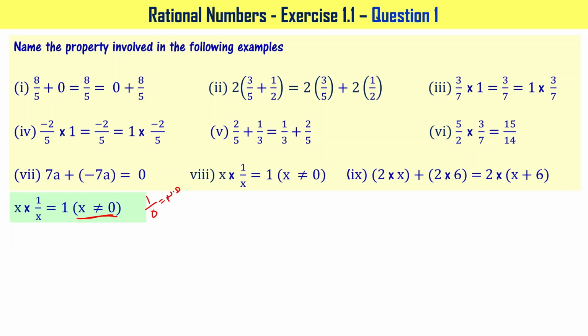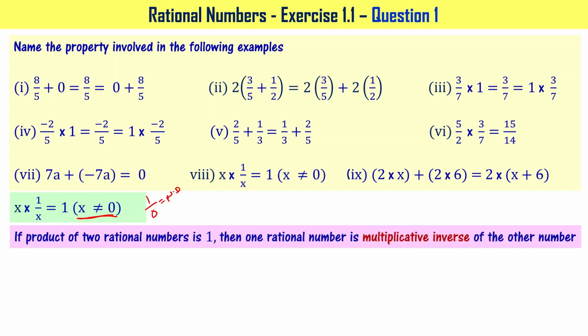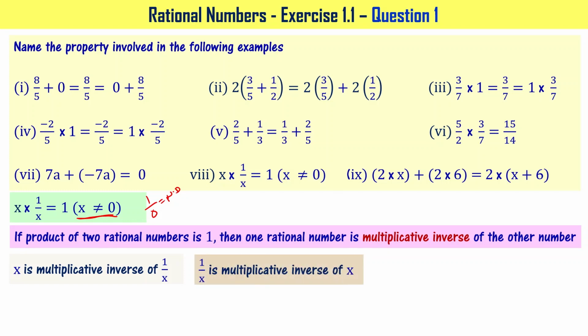What property is involved here? We know that the product of two rational numbers is 1 when one rational number is the multiplicative inverse of the other rational number, right? It means x is the multiplicative inverse of 1 by x, or 1 by x is the multiplicative inverse of x. When you have two numbers which are multiplicative inverses of each other, when you multiply, the product you get is 1. So the property involved here is the multiplicative inverse property of rational numbers, right?